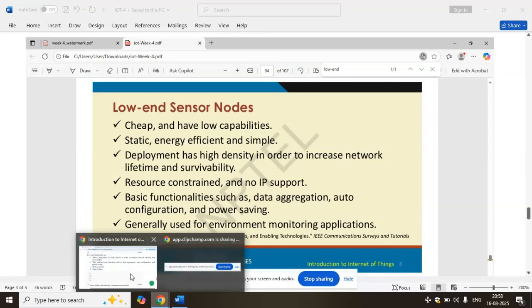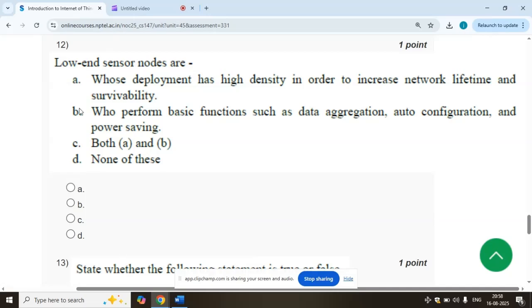These 2 points are important for this particular question. So deployment has high density in order to increase network lifetime and survivability, and perform basic functions such as data aggregation, auto configuration and power saving. Both A and B are correct, which means option C is right.